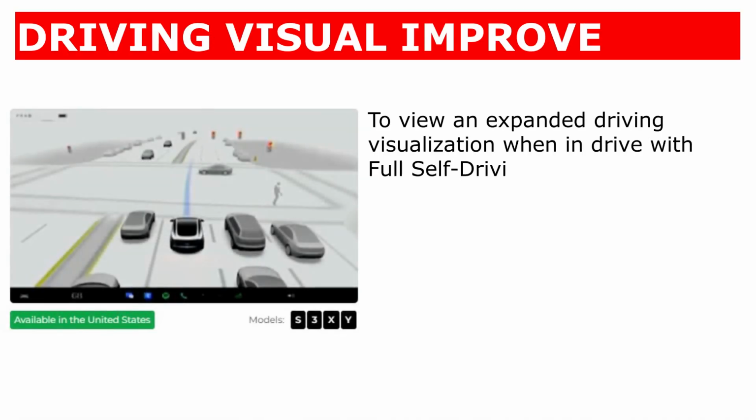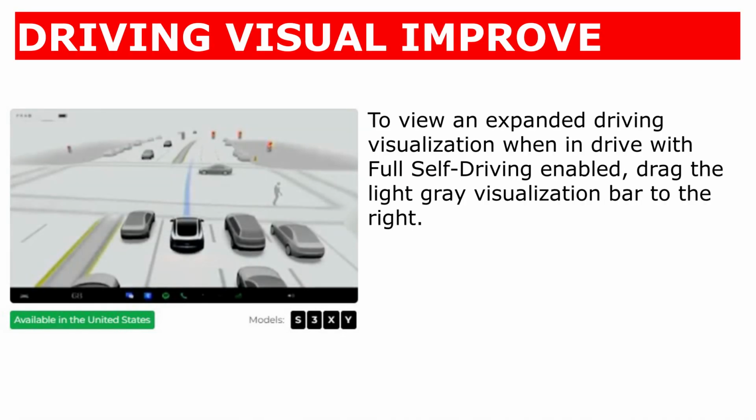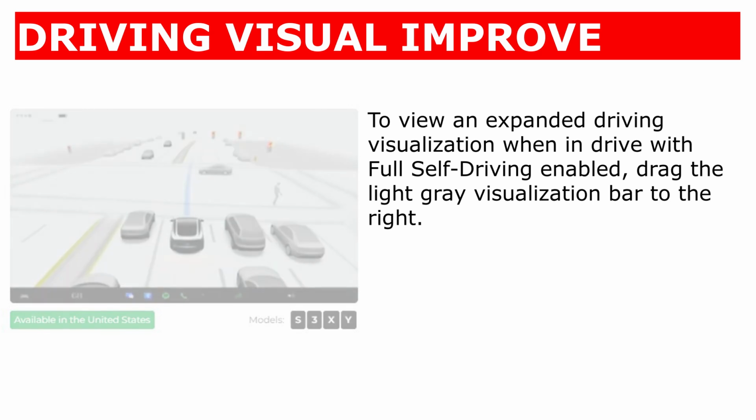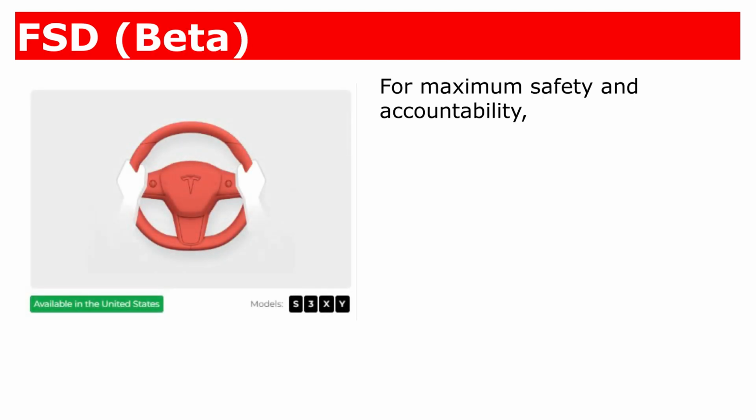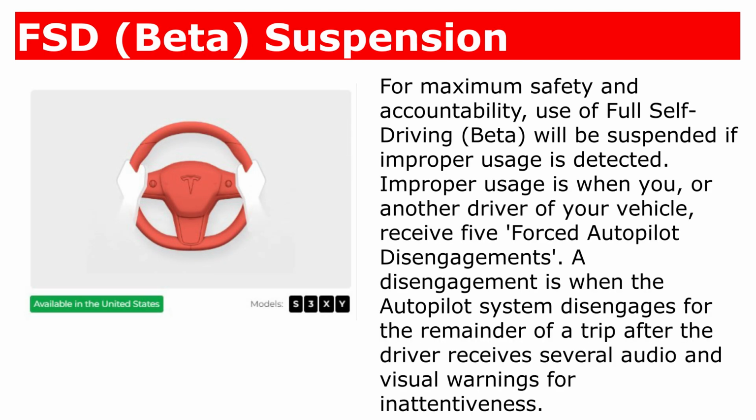To view an expanded driving visualization when in drive with Full Self-Driving enabled, drag the light gray visualization bar to the right. For maximum safety and accountability, use of Full Self-Driving Beta will be suspended if improper usage is detected. Improper usage is when you, or another driver of your vehicle, receive 5 forced Autopilot disengagements. A disengagement is when the Autopilot system disengages for the remainder of a trip after the driver receives several audio and visual warnings for inattentiveness.